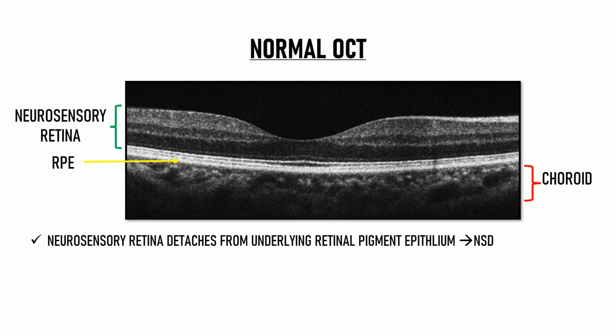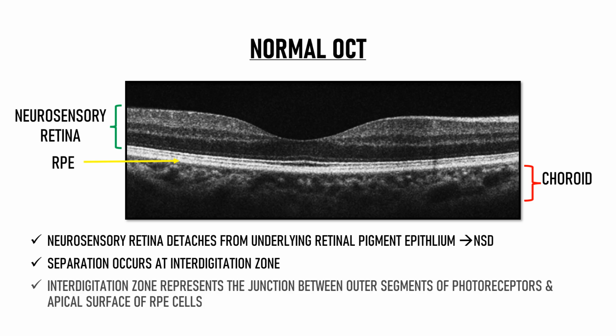The separation occurs at the level of the interdigitation zone, which represents the junction between the outer segments of photoreceptors and the apical surface of RPE cells. I have explained the layers of retina on OCT in detail in another video which you can check out later.